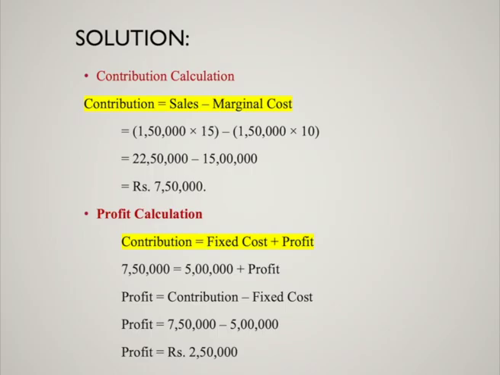When you know the contribution, as I already said before, contribution includes the fixed cost and profit. So, these 7,50,000 includes fixed cost as well as profit. To calculate the profit, simply contribution minus fixed cost, you will get the profit. 7,50,000 is the contribution, and the fixed cost given in the problem is 5 lakhs. 7,50,000 minus 5 lakhs, the remaining 2,50,000 is called the profit.